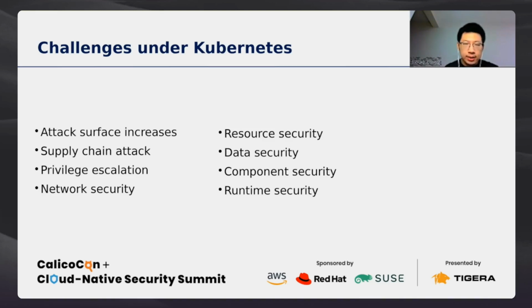The next one is data security. Kubernetes provides ConfigMap and Secret to store data, but ConfigMap is stored in plain text, and Secret is only encoded in base64 form. The data in etcd is also stored in plain text, which may lead to the leakage of the etcd connection string and data leakage in the Kubernetes cluster.